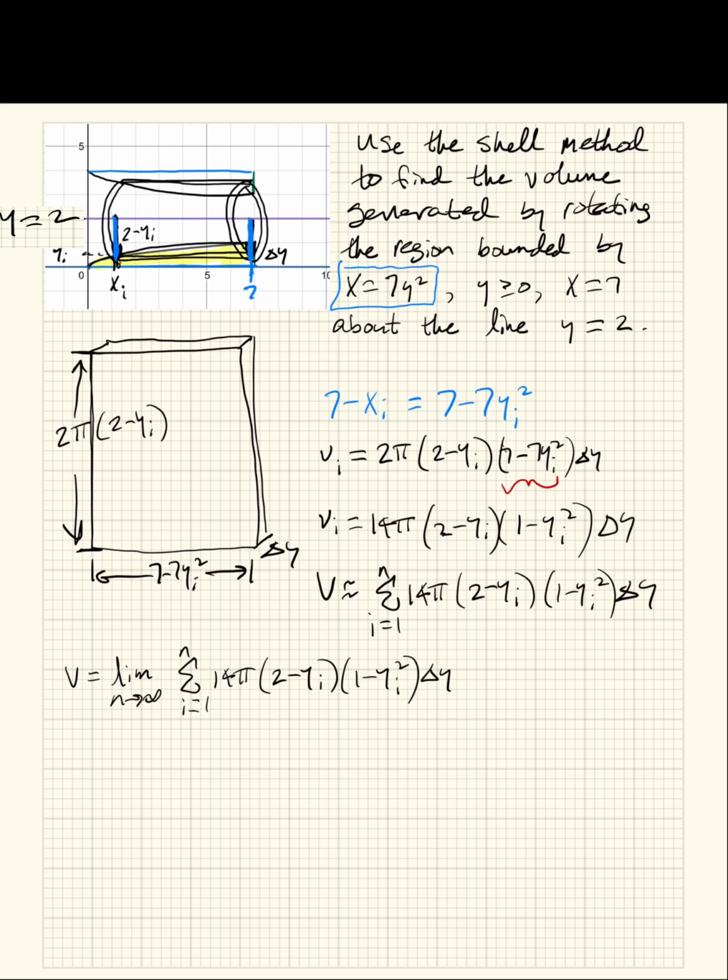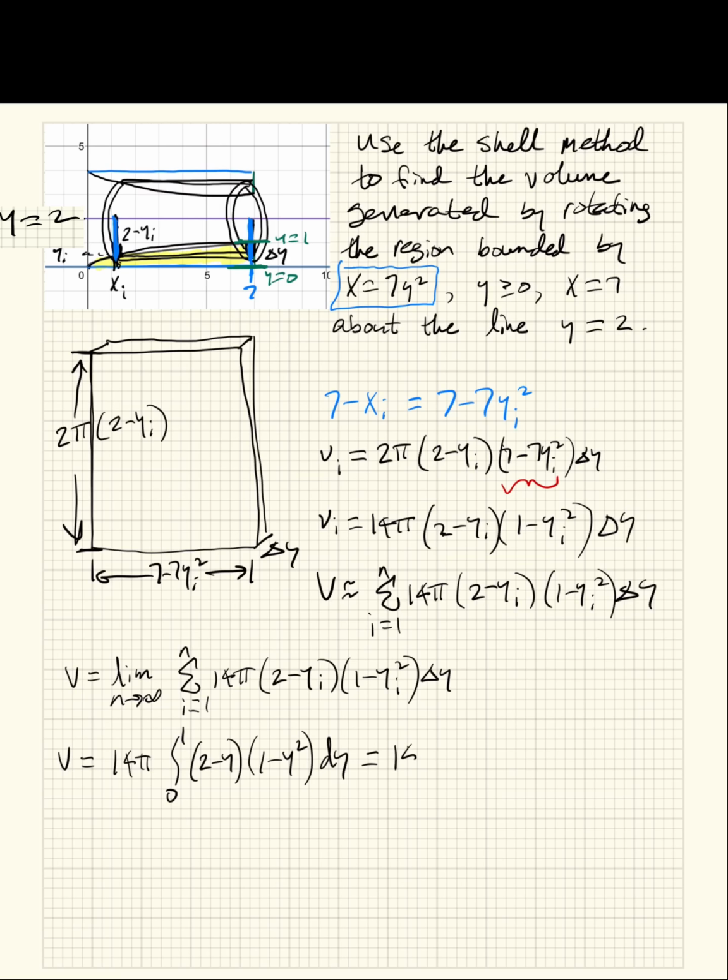And then we can actually evaluate that if we convert it to an integral, which would be 14 pi times an integral. Now, for this integral we need to find some limits of integration. So from where to where do we perform this measurement of these volumes? Well, we're describing this in terms of y, and this happens from the point where y is 0 to the point where y equals 1. And so our limits of integration will be 0 to 1. And then we have 2 minus y times 1 minus y squared dy.